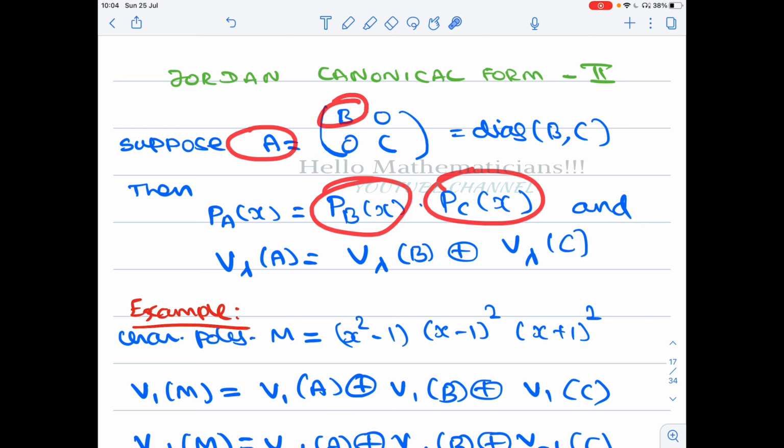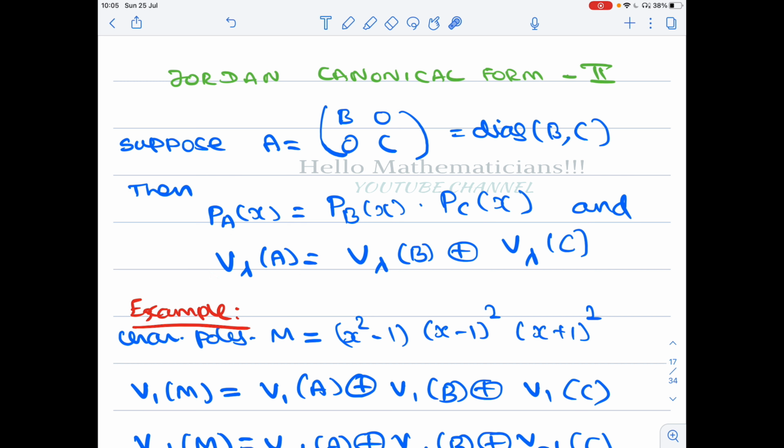Now, we can compare the eigenspaces also. The eigenvalues of this matrix are the eigenvalues of B union the eigenvalues of C. Take an eigenvalue of this matrix. The eigenvalue might occur in B, or in C, or might appear in both. In that case, the eigenspace corresponding to the eigenvalue lambda is equal to the eigenspace of B direct sum the eigenspace of C.